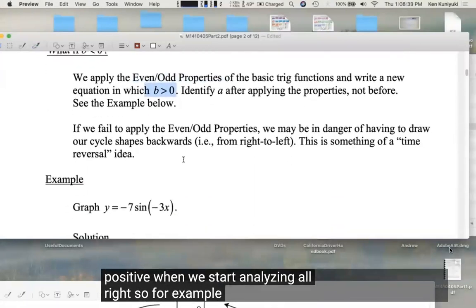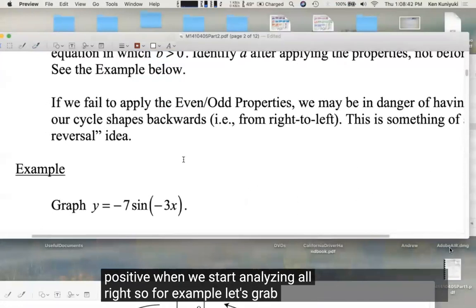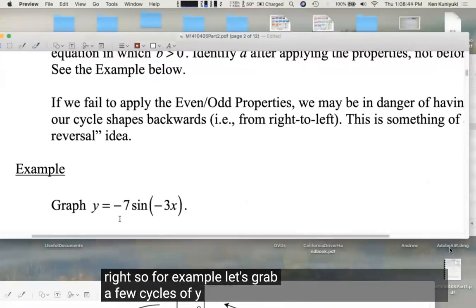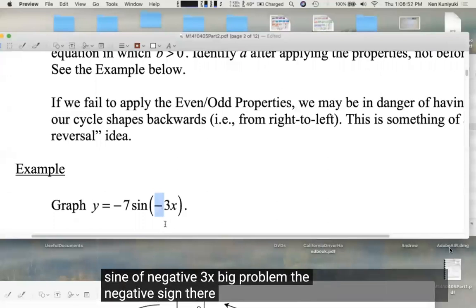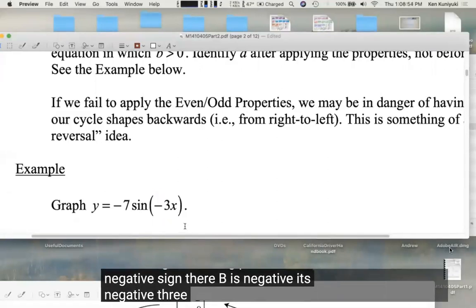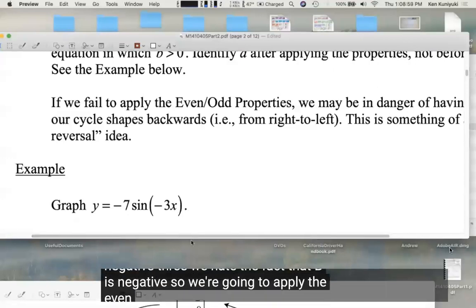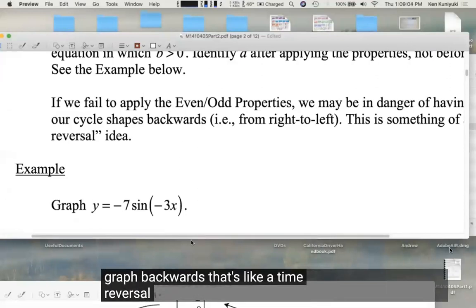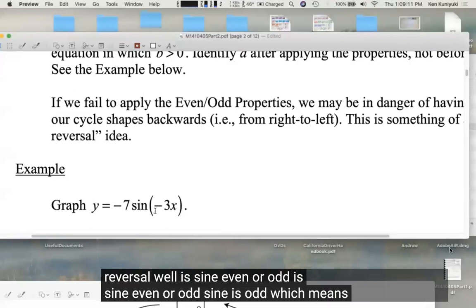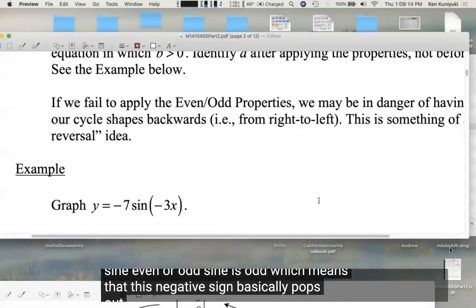All right, so for example, let's graph a few cycles of y equals -7 sine of -3x. Big problem, the negative sign there. B is negative. It's -3. We hate the fact that b is negative. So we're going to apply the even-odd properties. We do not want to graph backwards. It's like a time reversal. Well, is sine even or odd? Is sine even or odd? Sine is odd, which means that this negative sign basically pops out.